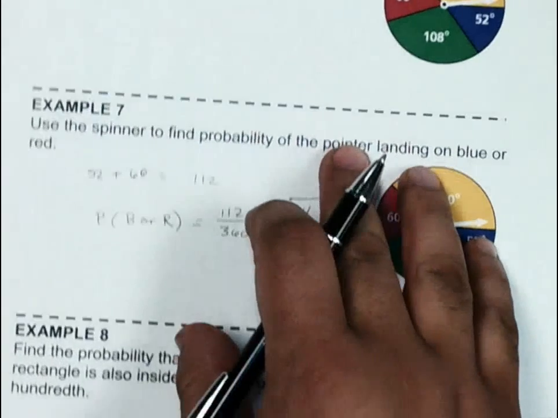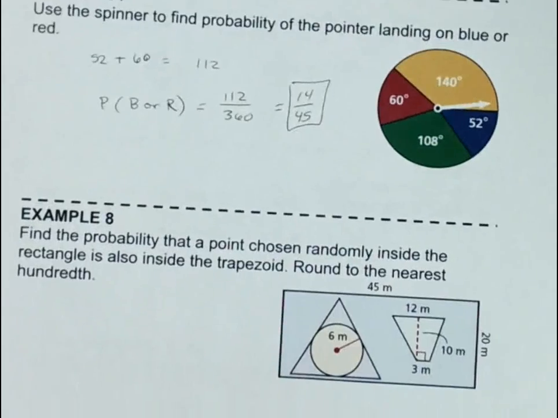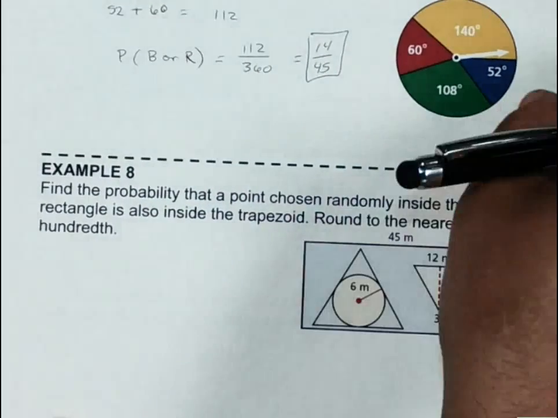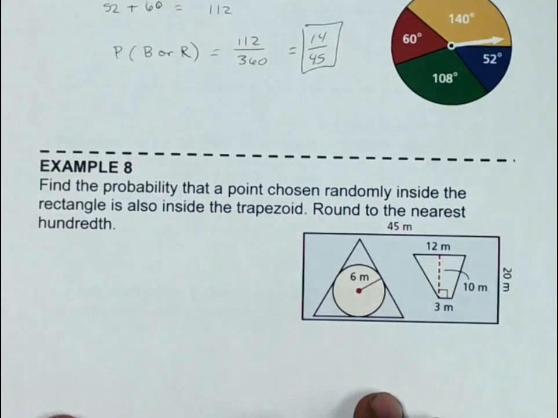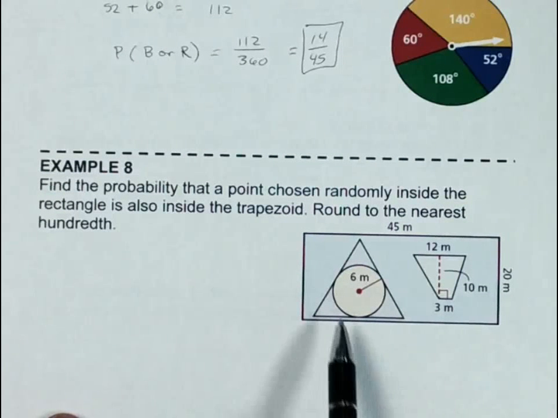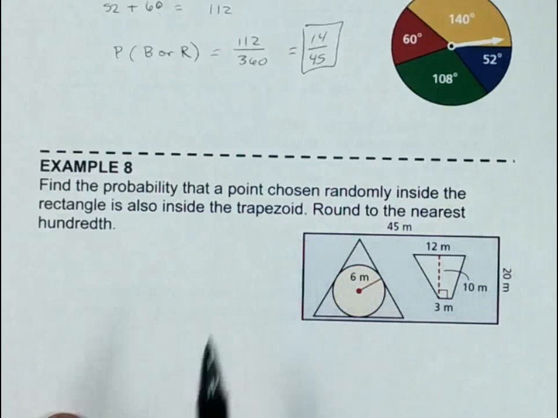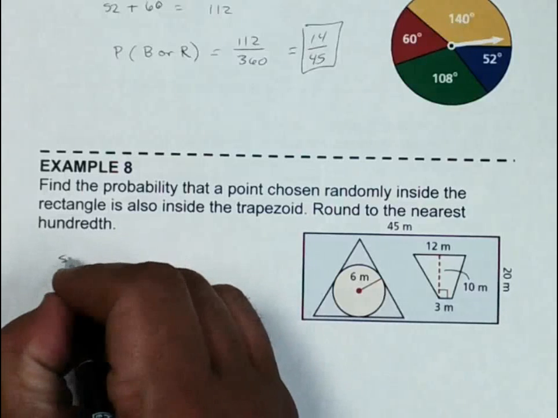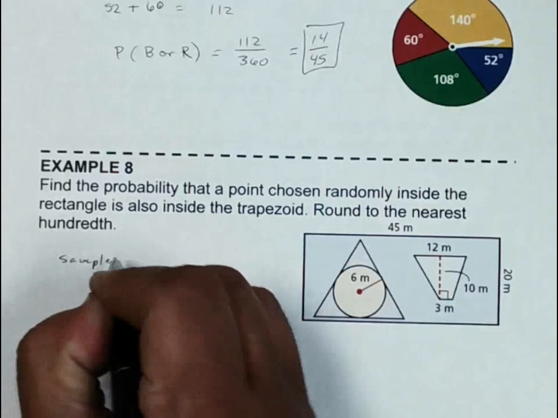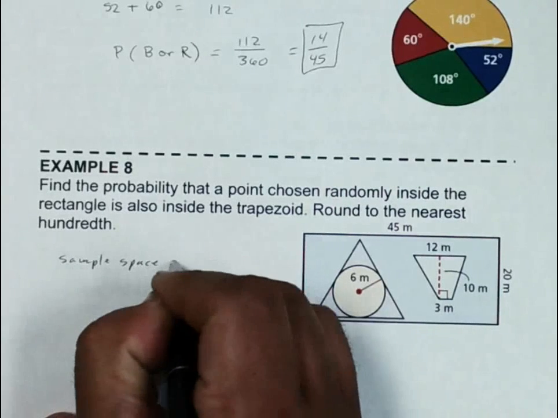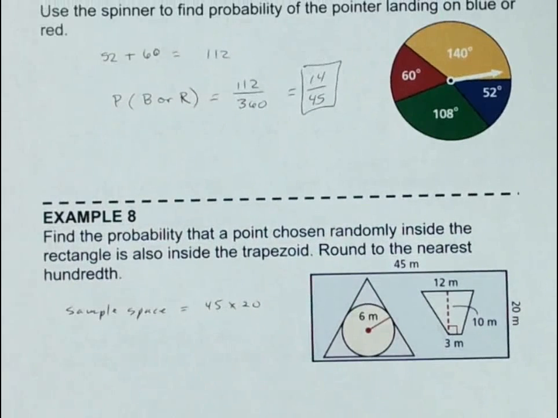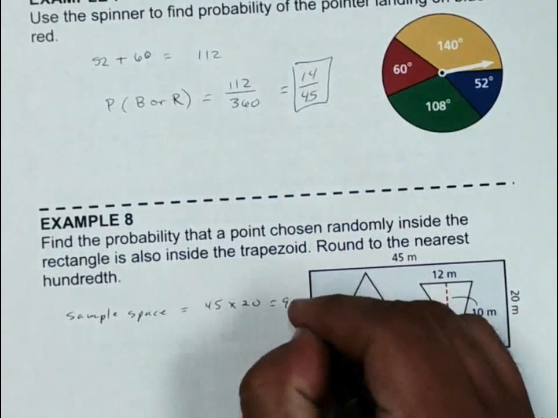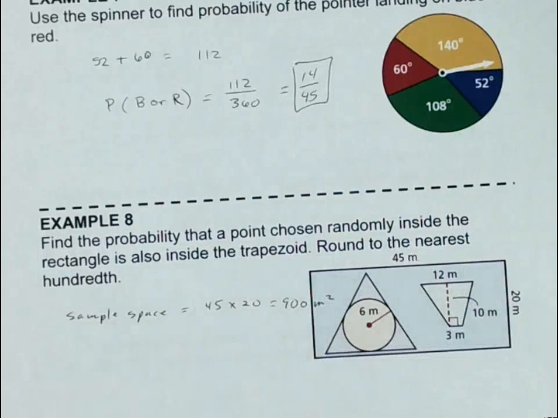The last example we're going to look at is using some area. Find the probability that a point chosen randomly inside the rectangle is also inside the trapezoid. I have this outside rectangle that represents my sample space. So I want to calculate the area of that. It's going to be 45 times 20, which comes out to be 900 meters squared.